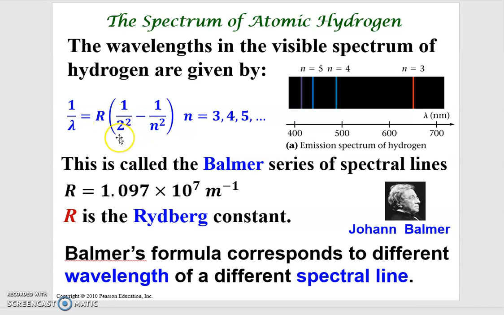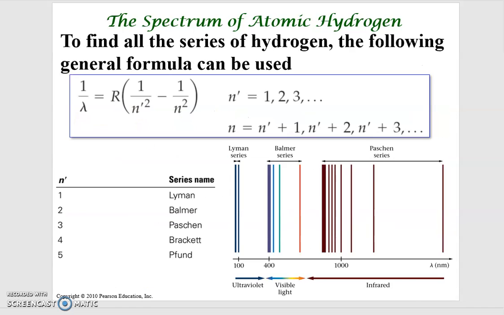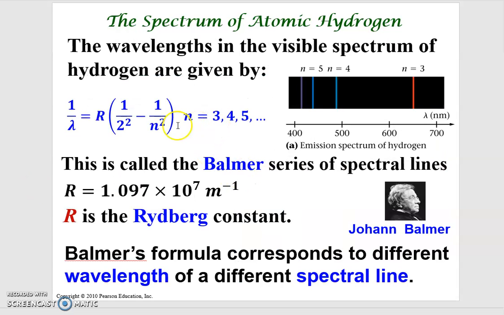So apparently here, 2 is a special case. In general, to find all the series of the atomic spectrum for hydrogen, this n prime could be arbitrary: 1, 2, 3, 4. And now this n definitely should be higher than n prime. So if n prime is 1, then n will start from n prime plus 1, n prime plus 2. That's the reason here n starts from 3, because your n prime is 2.